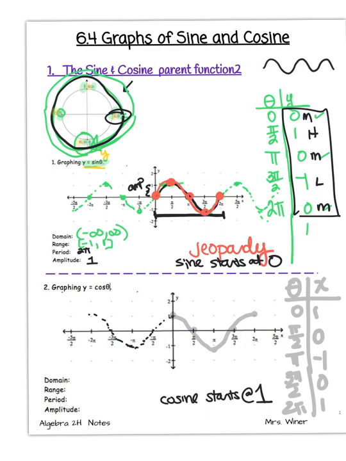Domain, range, all these are exactly the same. -infinity to infinity, -1 to 1. Period, again, is also 2 pi. And the height of the graph is 1. The height from 0, the middle, up to the top, that's 1.